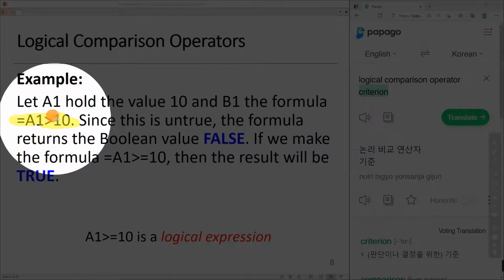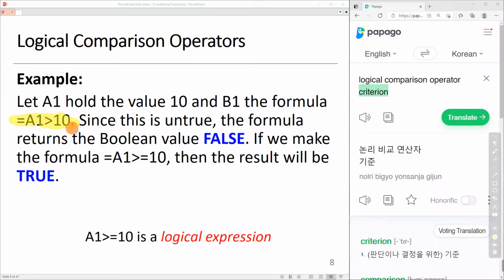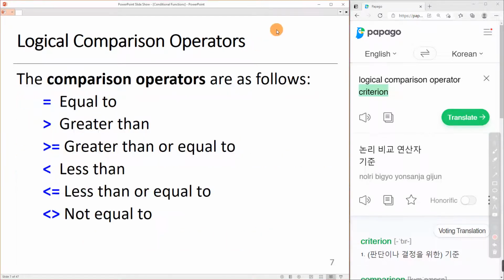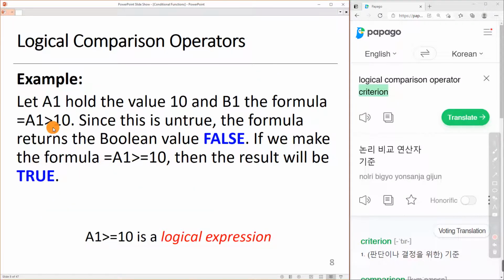Then we use a comparison operator. So how do we read this comparison operator? If you do not forget, then you can of course directly say greater than. If you forgot, you can return to the previous slide and check it out here. Greater than is shown here. So A1 greater than 10.